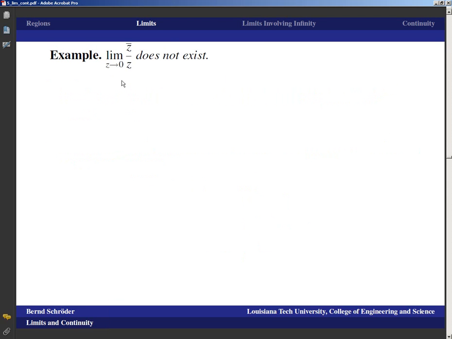All right, another example. I want to show that the limit as z goes to 0 of z bar over z does not exist. Well, what does it mean that the limit does not exist? Basically it means that as we get close to 0, this thing doesn't stabilize near one particular number. And so if I can find, arbitrarily close to 0, different outputs such that the difference of these outputs cannot be made smaller than epsilon, then I can prove that the limit does not exist.